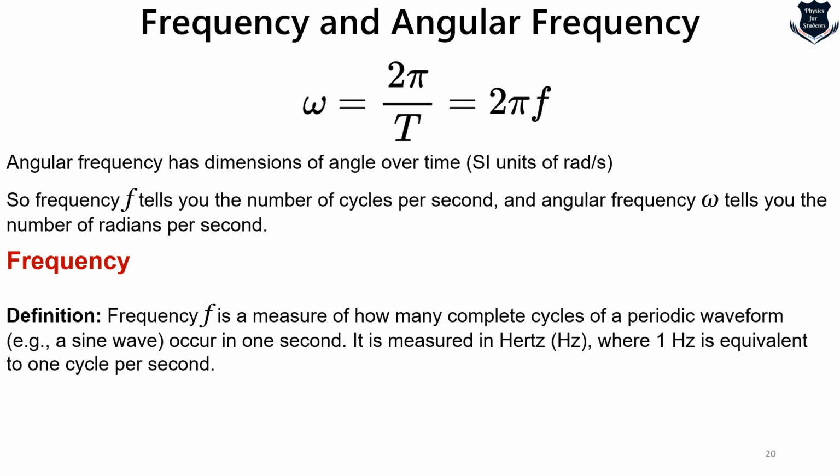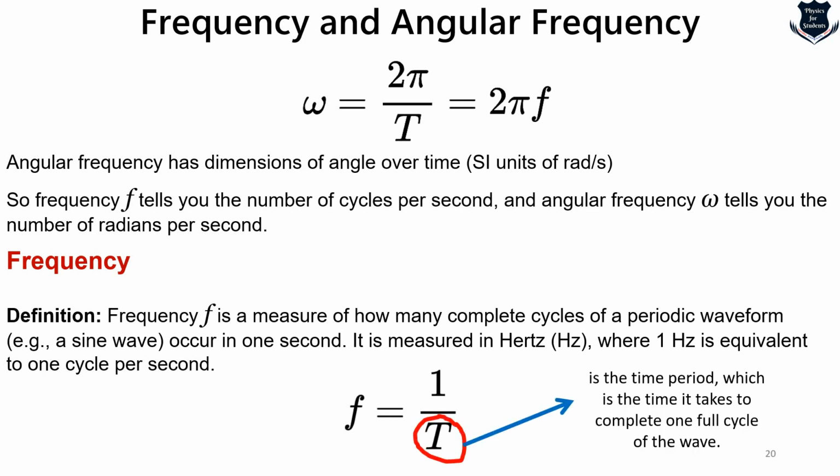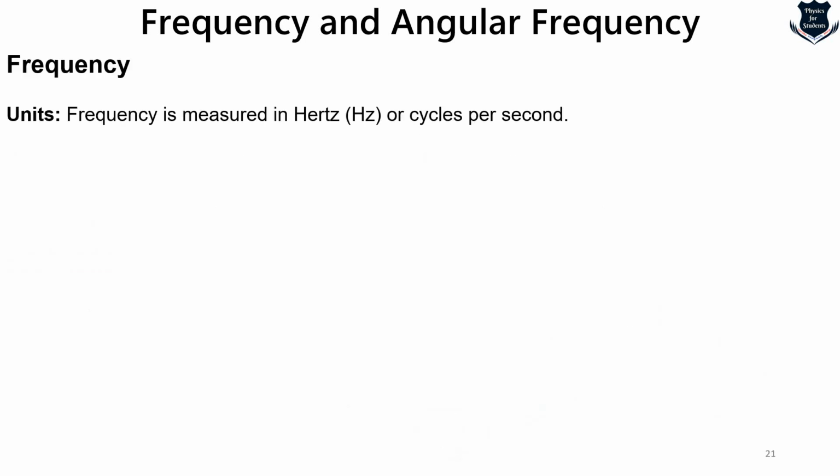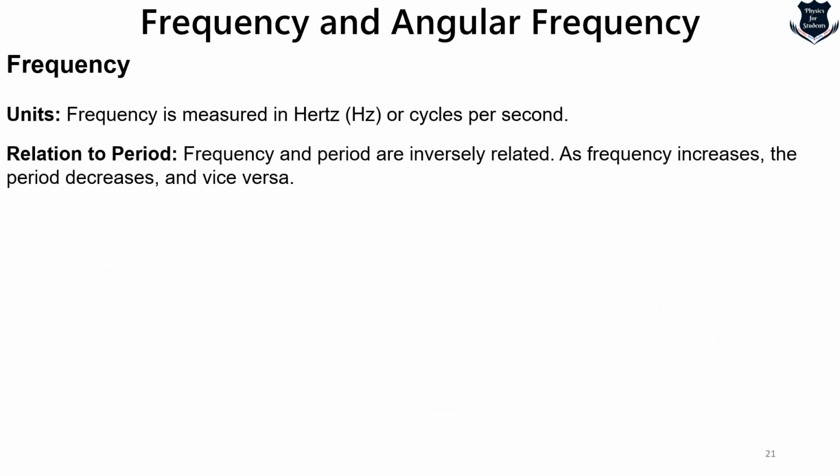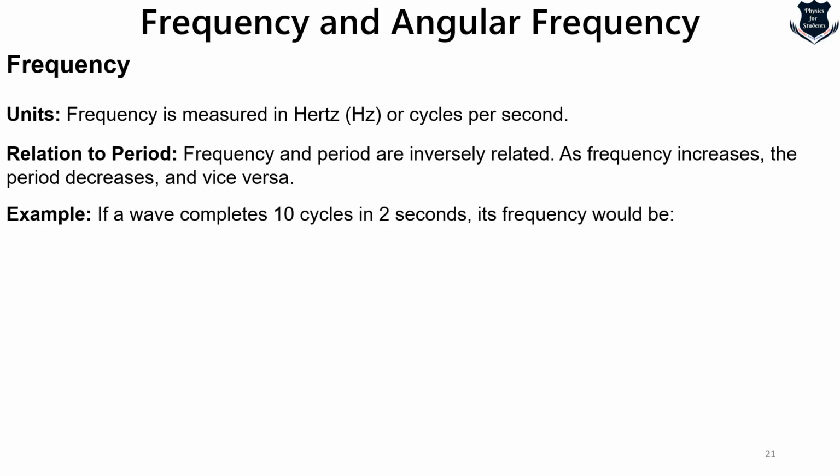Now, if I take a basic definition, what is a frequency? I would say it's a measure of how many complete cycles of a periodic waveform, for example a sine wave, occur in a second. So it is measuring how many cycles in 1 second, and it is measured in hertz. And this is the relation: frequency equals 1 upon T, and this T is the time period, which is the time it takes to complete one full cycle of the wave. The relation to period is inversely related. As frequency increases, the period decreases.